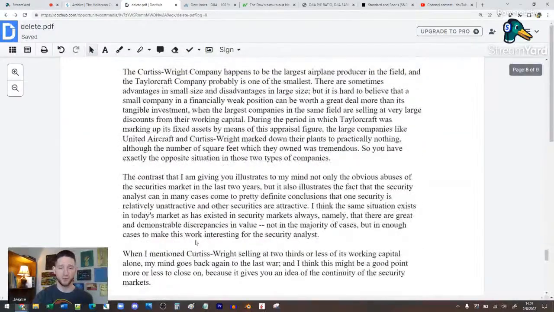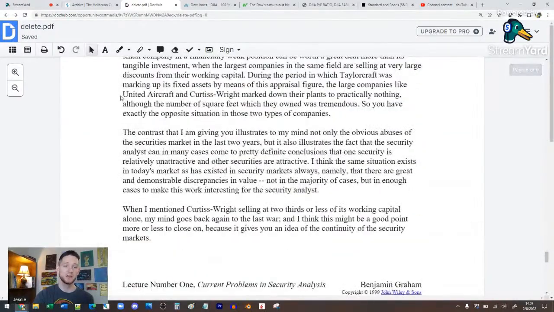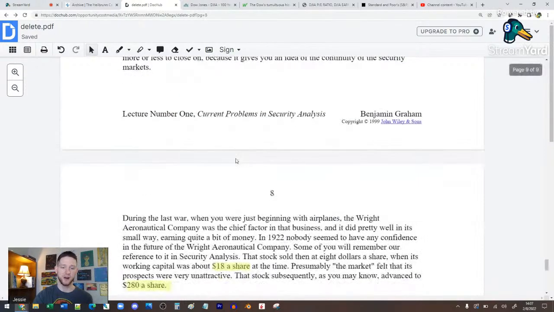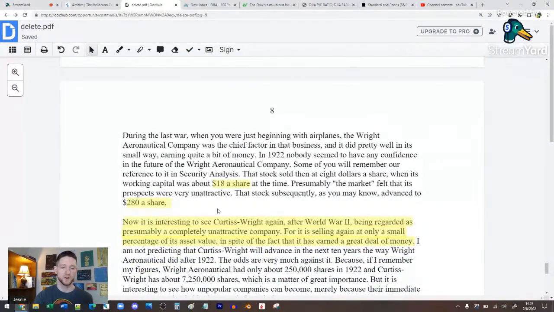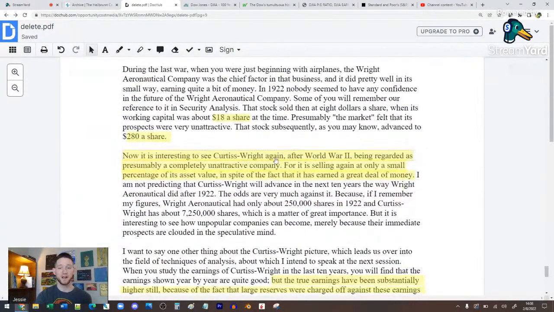So then it goes on to talk more about the Curtiss-Wright company and the difference between United Aircraft and Curtiss-Wright and Taylorcraft and Curtiss-Wright. So when its working capital was about $18 a share, the market felt that it was unattractive. However, it advanced to $280 a share. We don't get a sense of when, but I think he said from 1922 it was $18 a share. At the valuation, he said was very cheap, and it advanced to $280 a share. I'm assuming by today.